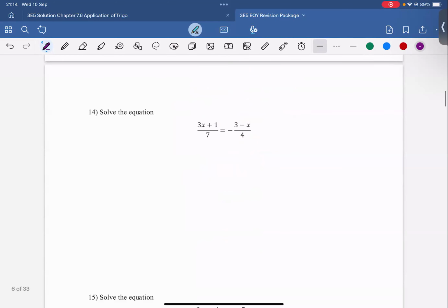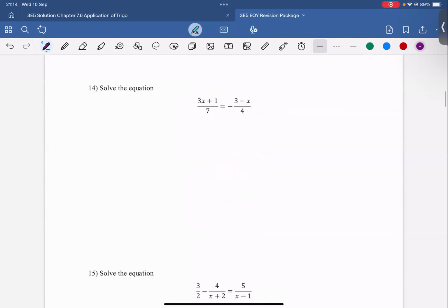Okay, next. Solve this equation. How to solve this equation? Okay, so first thing, give the negative to the appropriate place. It's not easy to give to the numerator. In this case, give the denominator better.